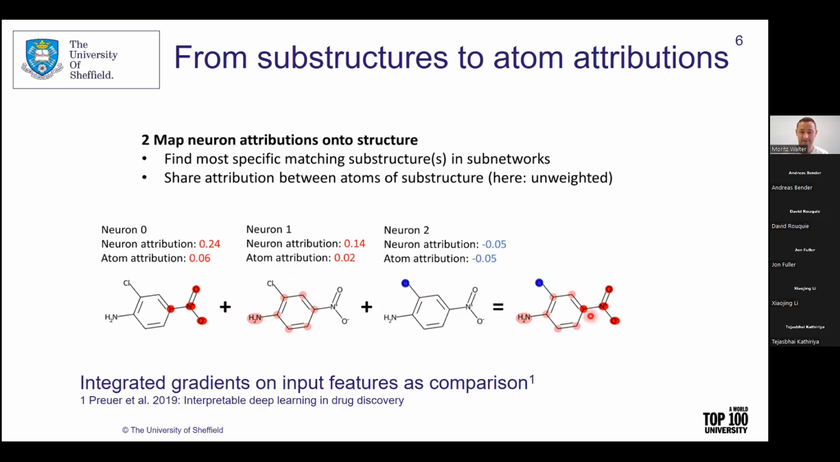And in the end, to get the explanation, we just aggregate all the atom attributions. This is shown here, indicated by colors. Red colors indicate positive atom attributions and blue colors negative. Positive, of course, indicates toxicity. And we do compare this method to a more established way of interpreting neural networks, which is also based on integrated gradients, but applying it to the input features.